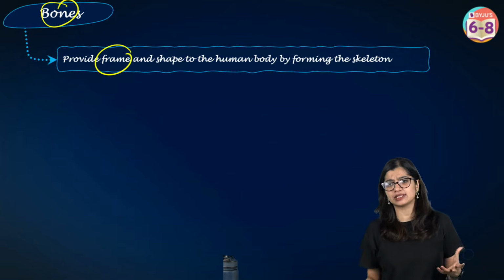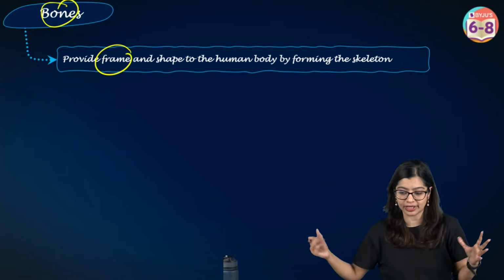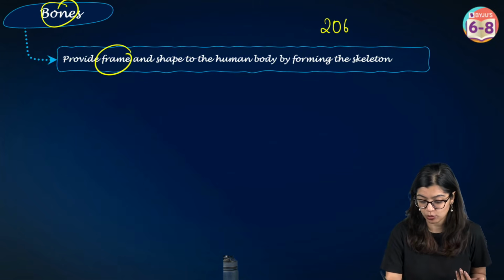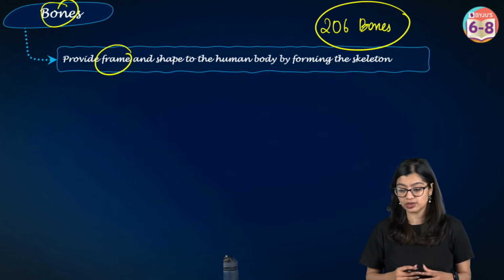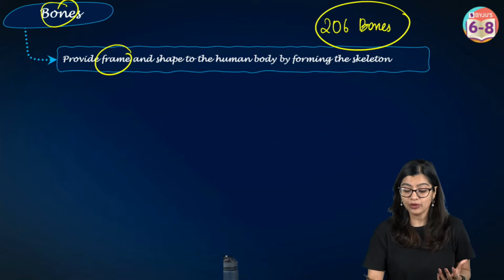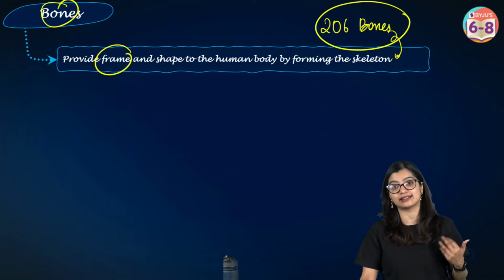And we see that we don't have just one single very big bone in our body, but the human body is made up of 206 bones, and together these 206 bones have a proper framework, or they end up forming a skeleton, or what we call the skeletal system.